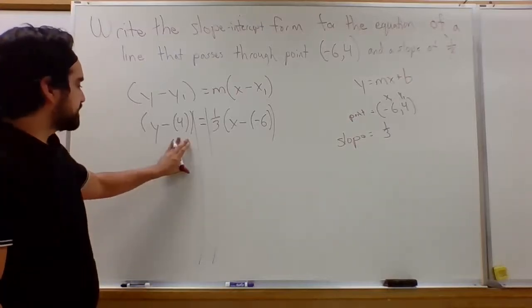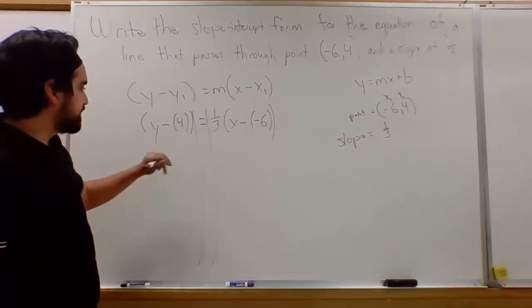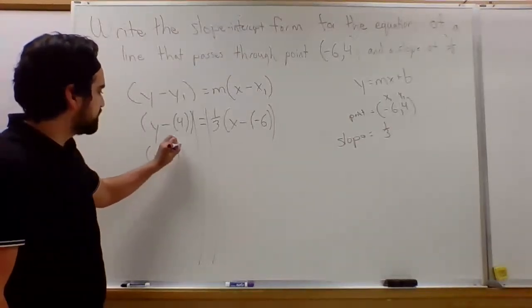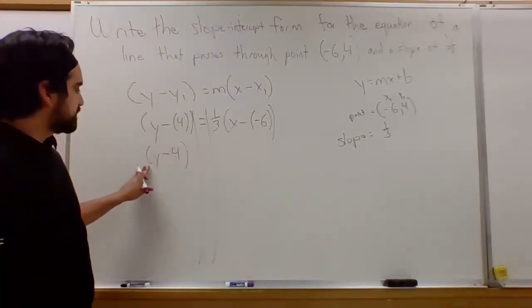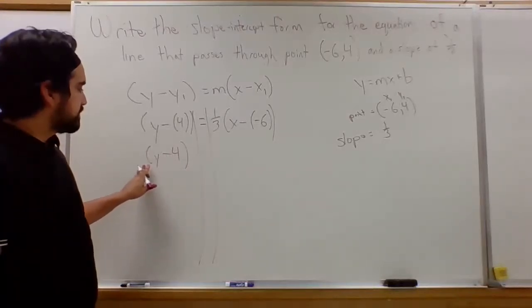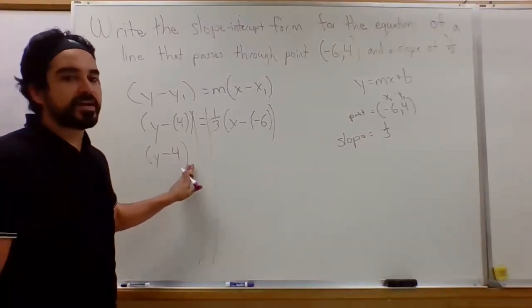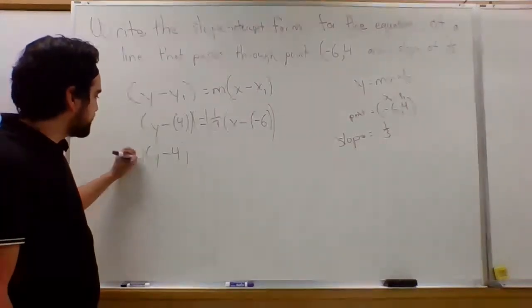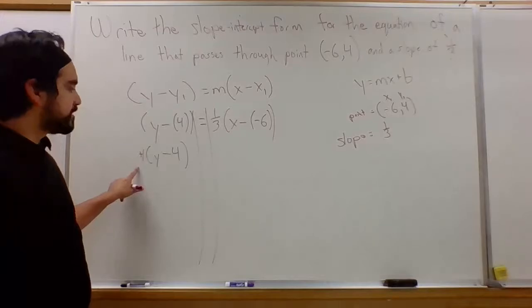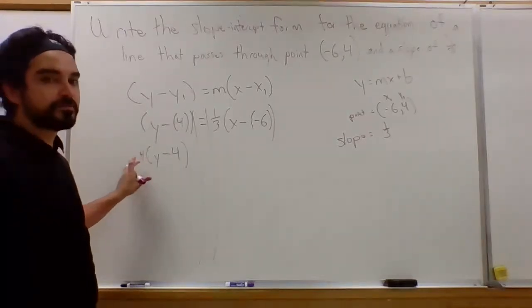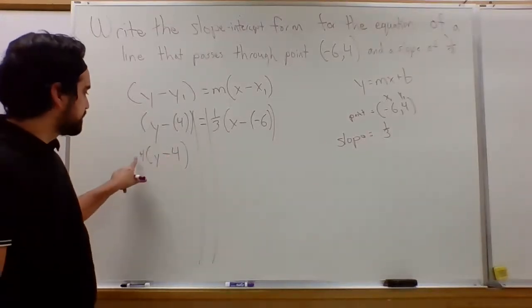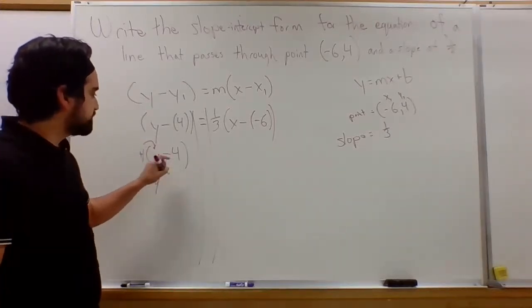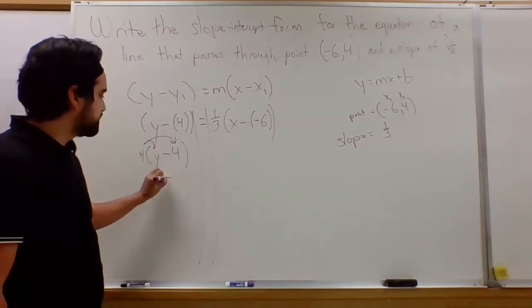So let me start with my left side. First thing I'm going to do is get rid of my inside parentheses. So I know y minus 4. Now I'm going to try to get rid of my outside parentheses. So in this case, we have a 1 outside, and it's a positive. So all we're going to do is distribute the coefficient +1 to my binomial. So +1 times y gives you y. +1 times -4 gives you -4.